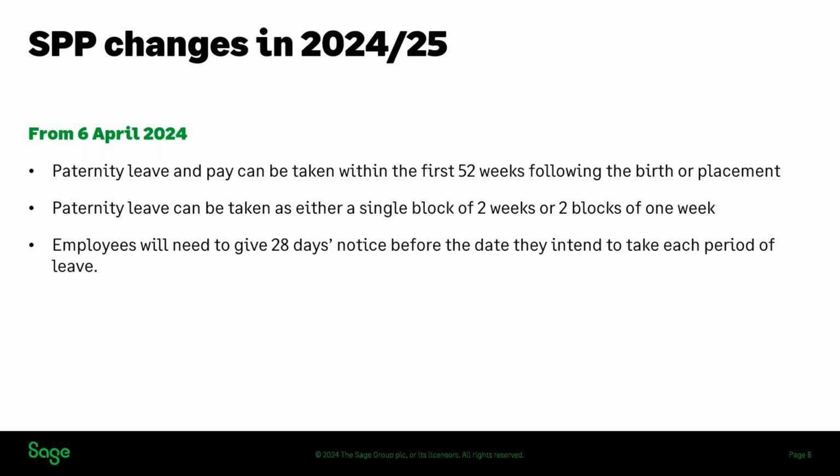The leave can be taken as either a single block of 2 weeks or 2 blocks of 1 week. So 1 week blocks can be taken with a gap in between from the 6th of April. And employees will need to give 28 days notice before the date they intend to take each period of leave. So they don't need to confirm the date straight away if they're planning to take that leave later on within the first year of birth or adoption.